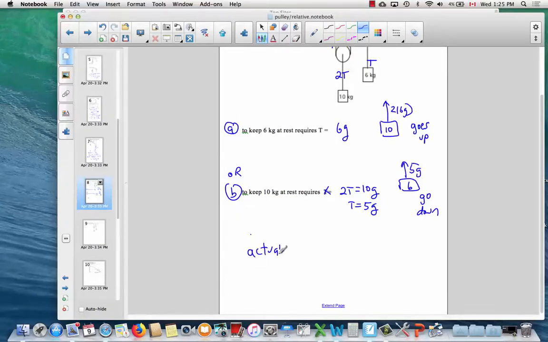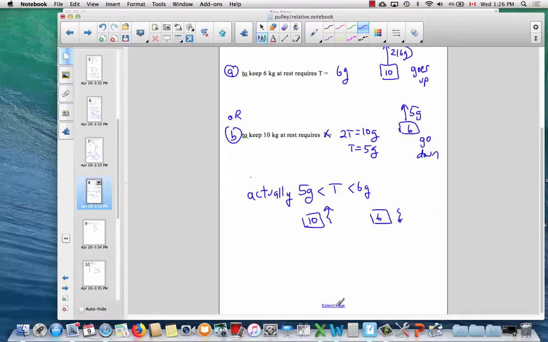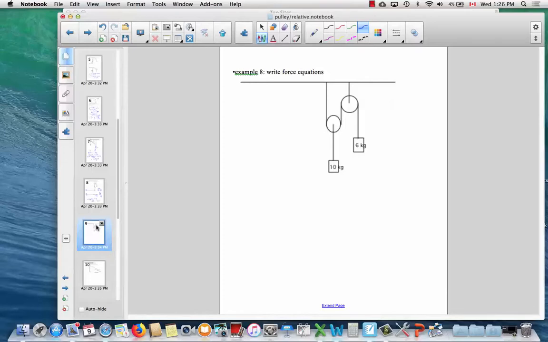Now, the tension is not actually either of those values. It actually turns out to be somewhere in between. However, the 10 still goes up and the 6 still goes down. So this bit of reasoning enables us to determine the direction the system's going to go, and therefore to write proper force equations straight out of the gate.